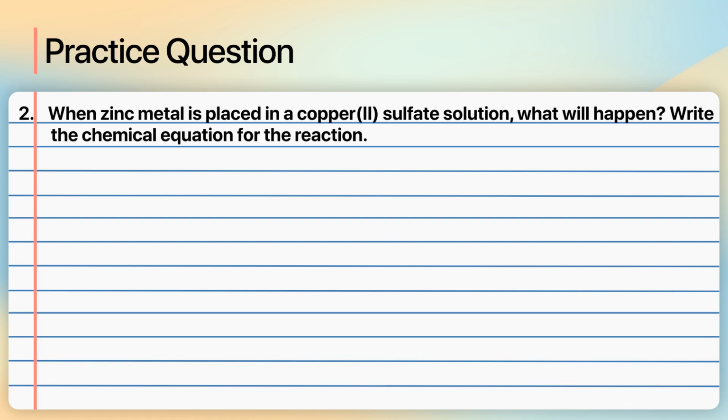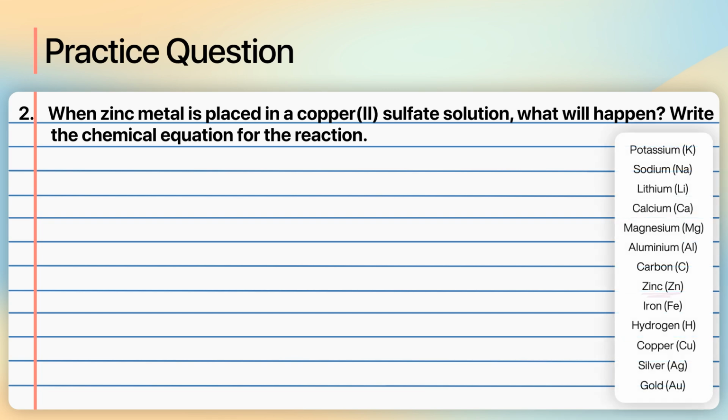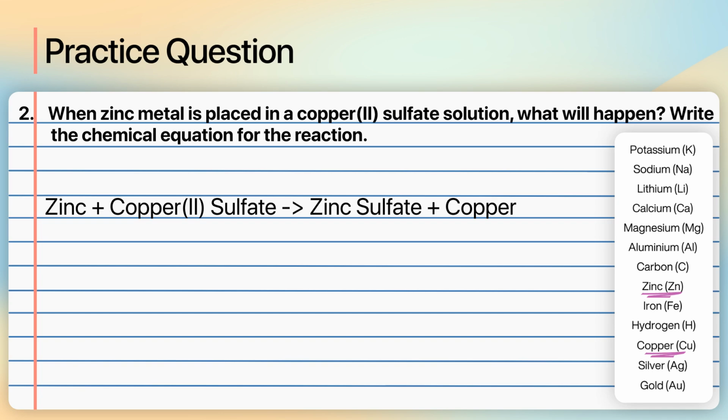Let's do another. When zinc is placed in a copper sulphate solution, what will happen? Write the chemical equation for the reaction. To predict the outcome, we consider the reactivity series. Zinc is more reactive than copper, so it will displace copper from its compound. The reaction proceeds as follows.